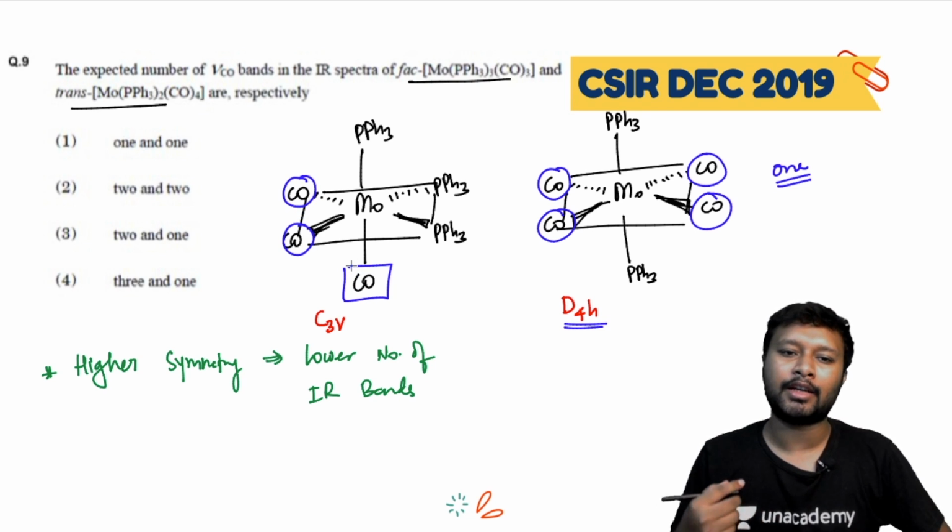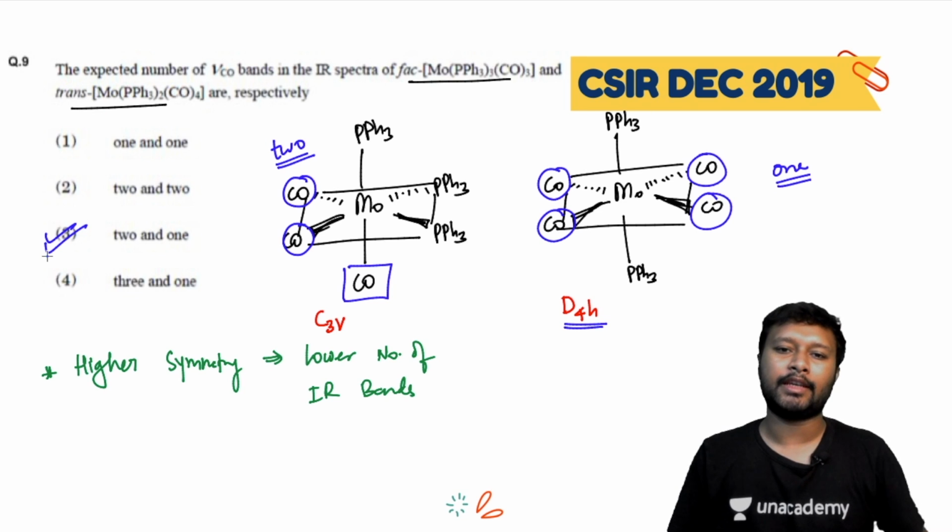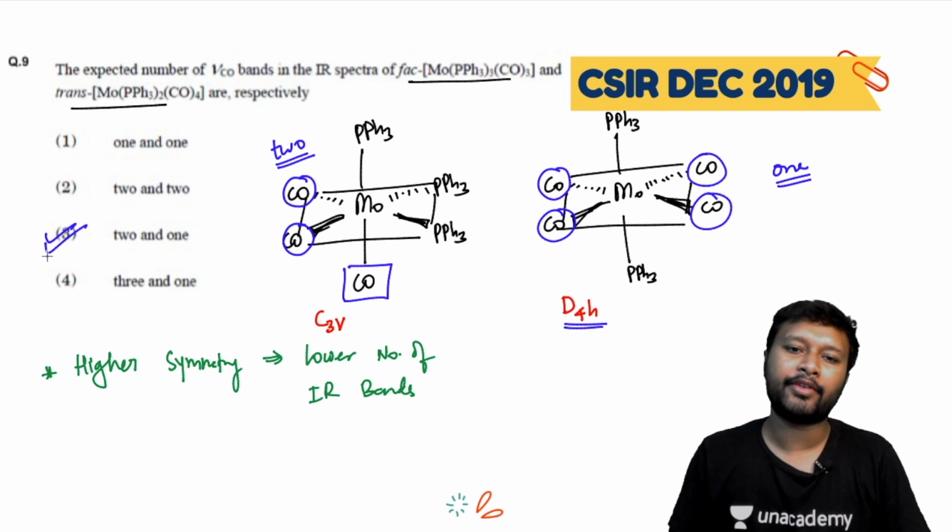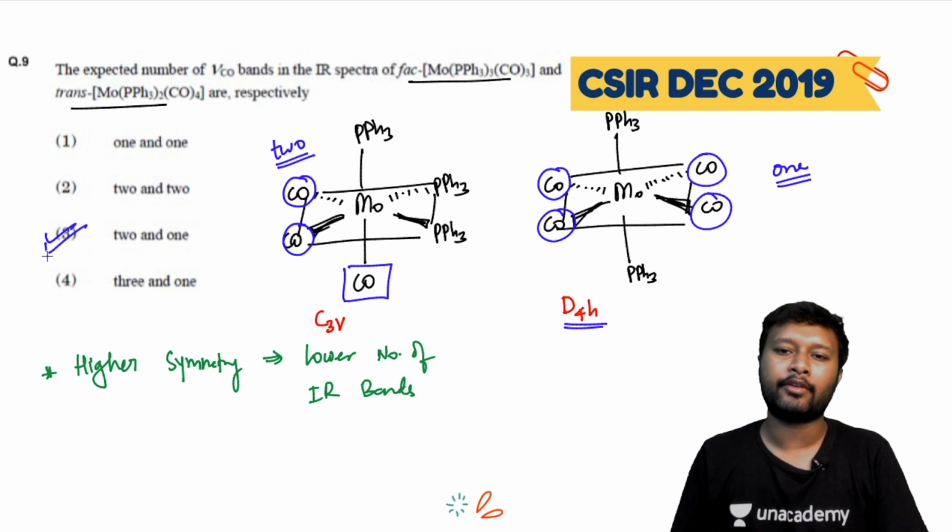So how many peaks are you going to get in this case? You are going to get 2 IR bands in this case, and 1 for the trans isomer. So your correct answer should be 2 and 1, which is option number 3. So 2 for the facial isomer and 1 for the trans isomer.